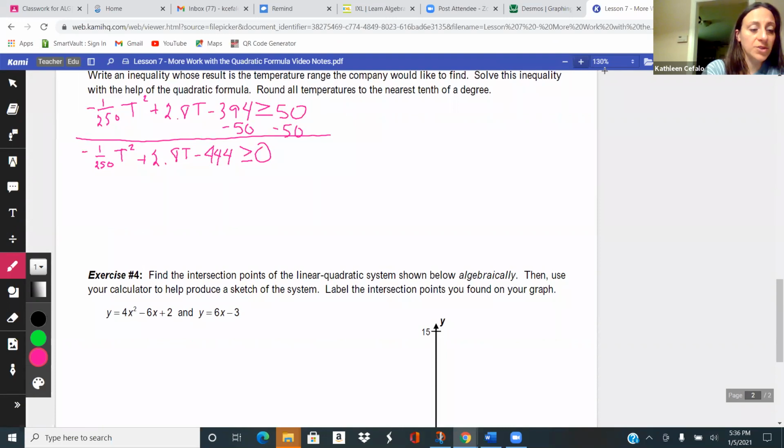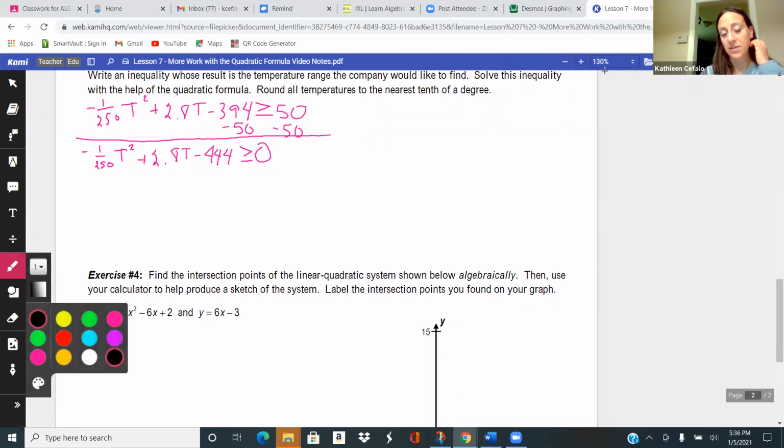So we're going to use the quadratic equation because I don't know about you, but I don't really feel like trying to factor that. In our quadratic equation, I know my a value is negative 1 over 250, I know my b value is 2.8, and I know c is negative 444. Okay, so with all of that, I can plug that into that formula. This is a fantastic example of why this formula works, and it's amazing.